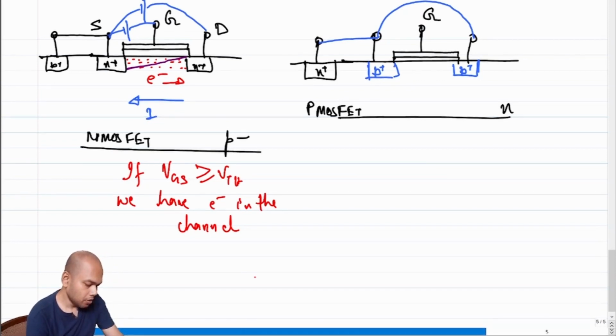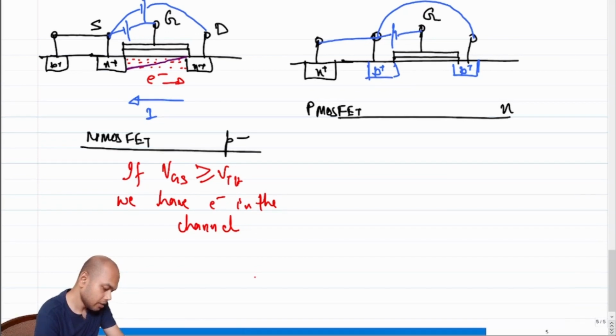So, what do you think will happen if we apply a voltage such that one of the terminals is at a higher voltage than the gate? What do you think will happen? The vertical electric field will be such that this becomes a higher potential and this becomes a lower potential, right?